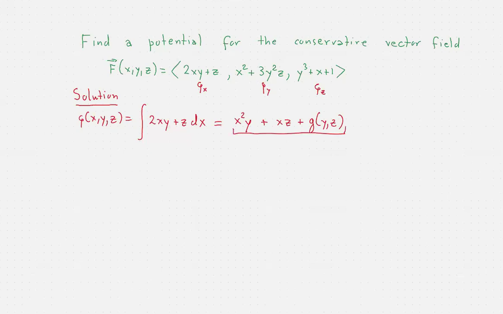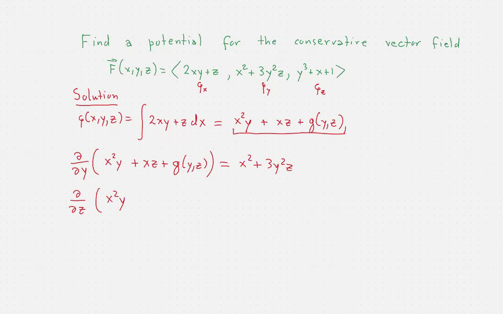So in other words, the requirement here is that the derivative with respect to y of x squared y plus xz plus g of y, z should be equal to x squared plus 3y squared z. And the partial derivative with respect to z of the same thing, meaning the first guess for the potential, should be equal to the third component, which is y cubed plus x plus 1. And this should be sufficient to help us pin down the function g.